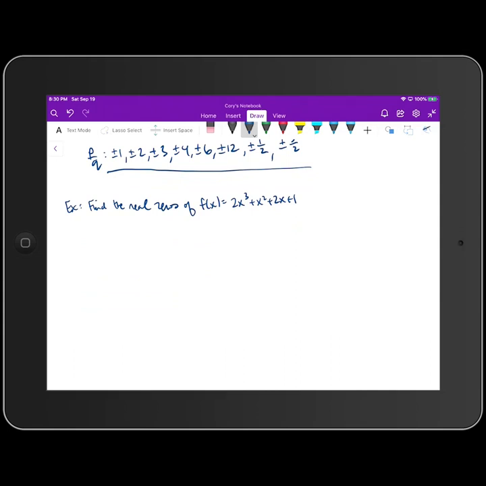Okay, so let's get into some actual examples with this. The directions for the first one ask you to find the real zeros of the function f of x, which is equal to 2x cubed plus x squared plus 2x plus 1.